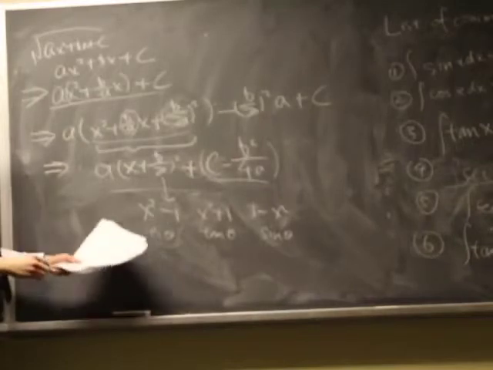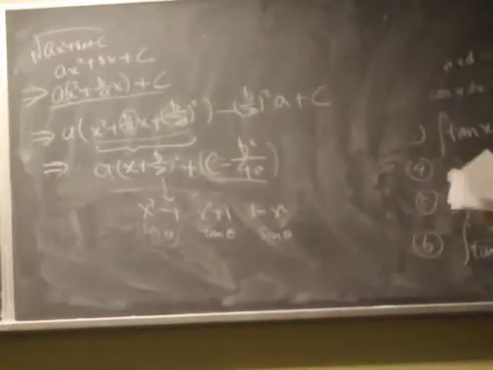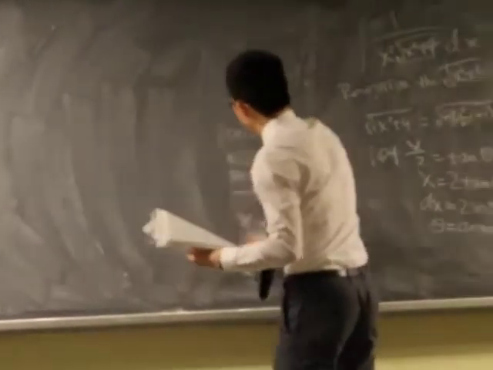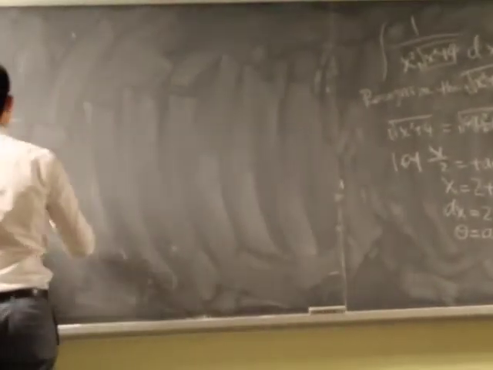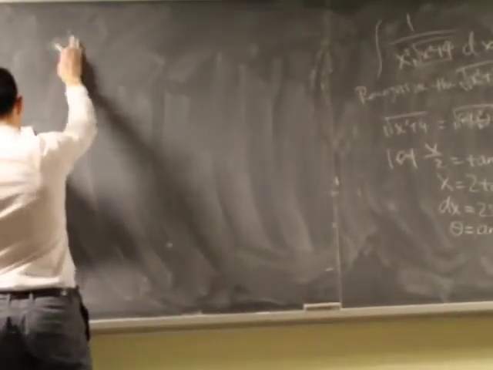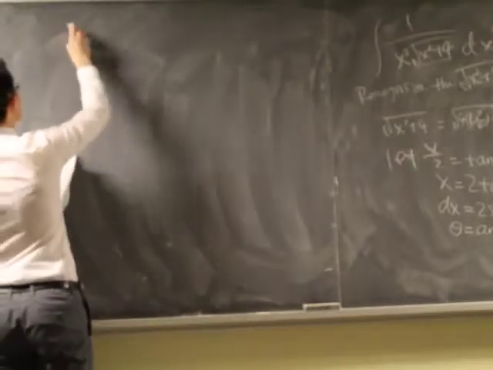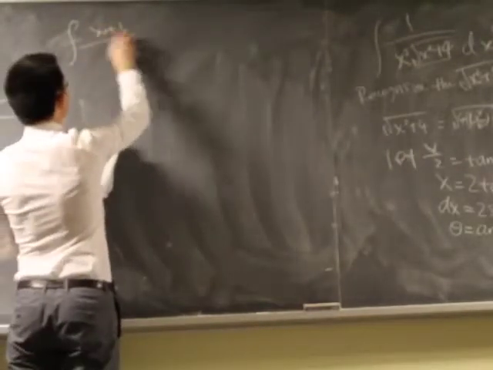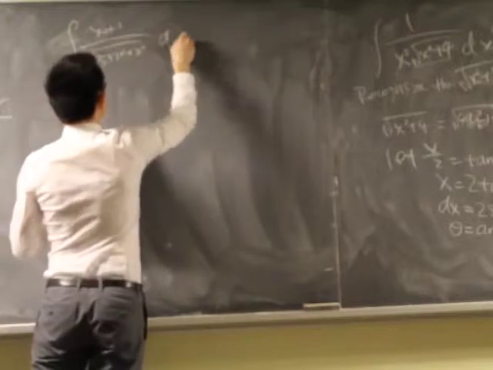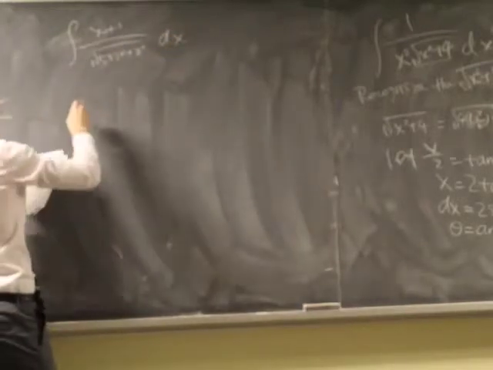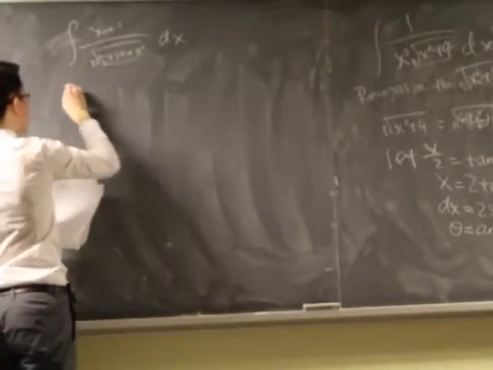So again, this is very relevant to what we were doing before. Now let me just show you with an example. The integral of x plus 1 over the square root of 5 plus 2x plus x squared dx. So first step, as we see this quadratic expression with a linear term in the middle, is we're going to complete the square.